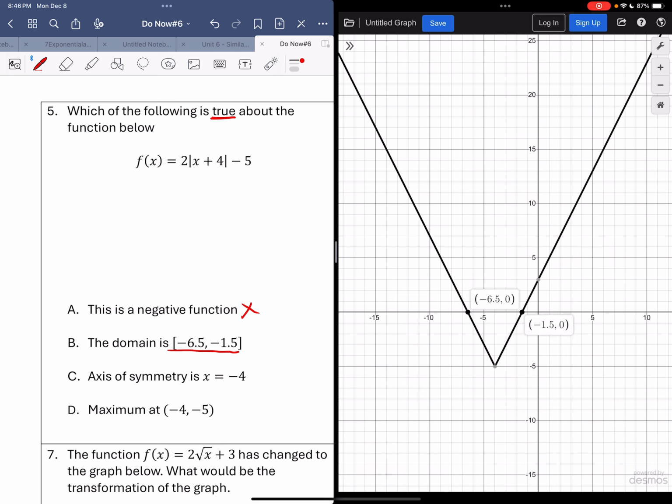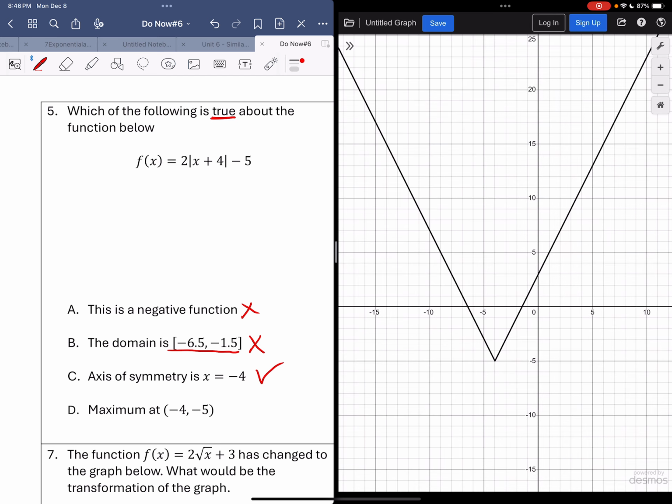And don't get confused with this negative 6.5 and negative 1.5, this is a solution. Axis of symmetry at x equals negative 4, that's correct. (-4, -5) is not a maximum. This is a minimum because that's the lowest point. Keep that in mind, that's the minimum, and this is the max. That's another way of writing the vertex.